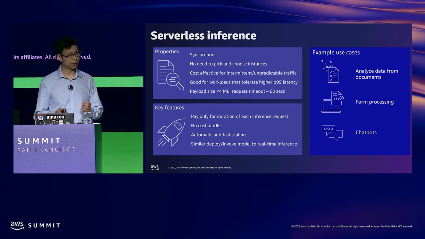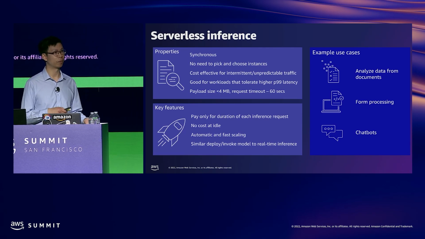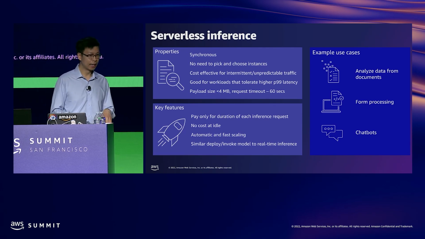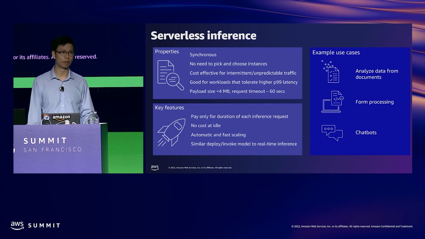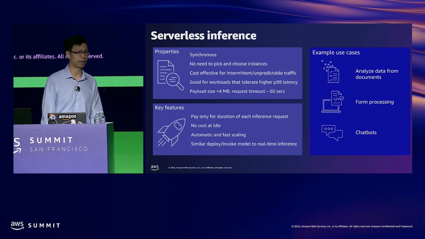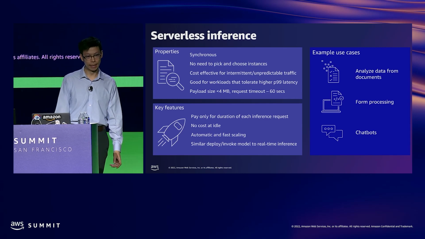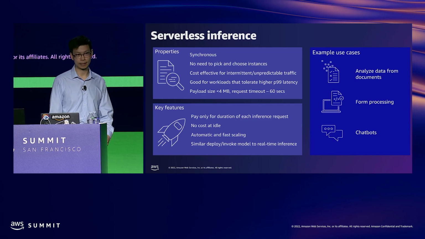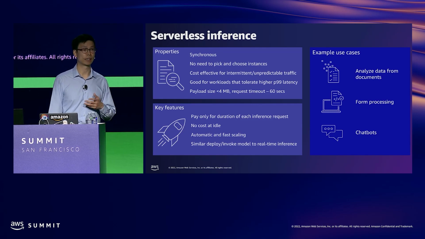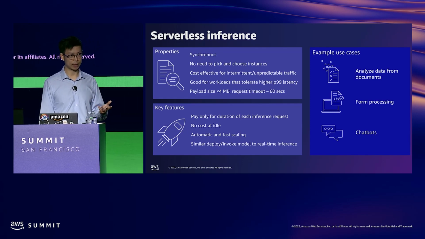It has a very similar deployment configuration to real-time inference. So if your workload changes, you can easily switch between real-time and serverless inference. And the invoke pattern is exactly the same between them. So if you switch, your application likely does not have to make any updates. Some example use cases for serverless inference are analyzing data from documents, processing forms, and chatbots.